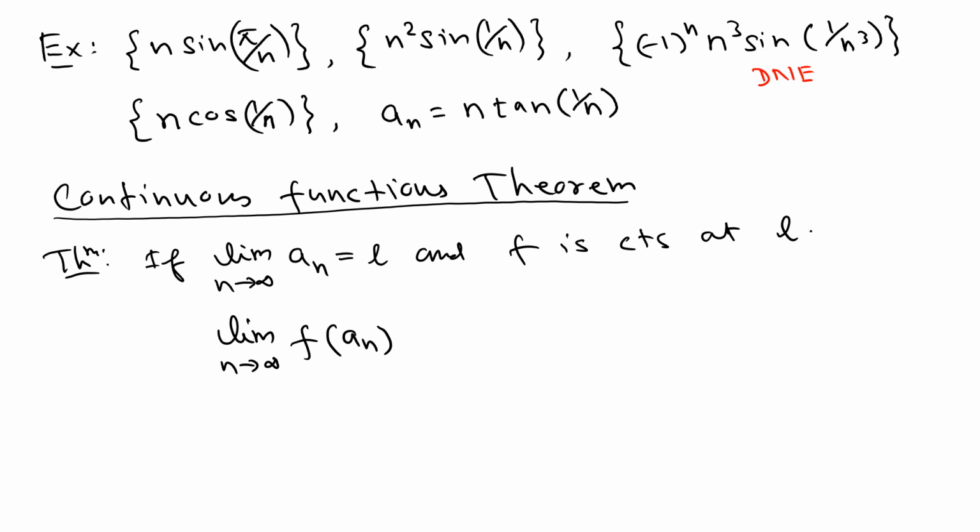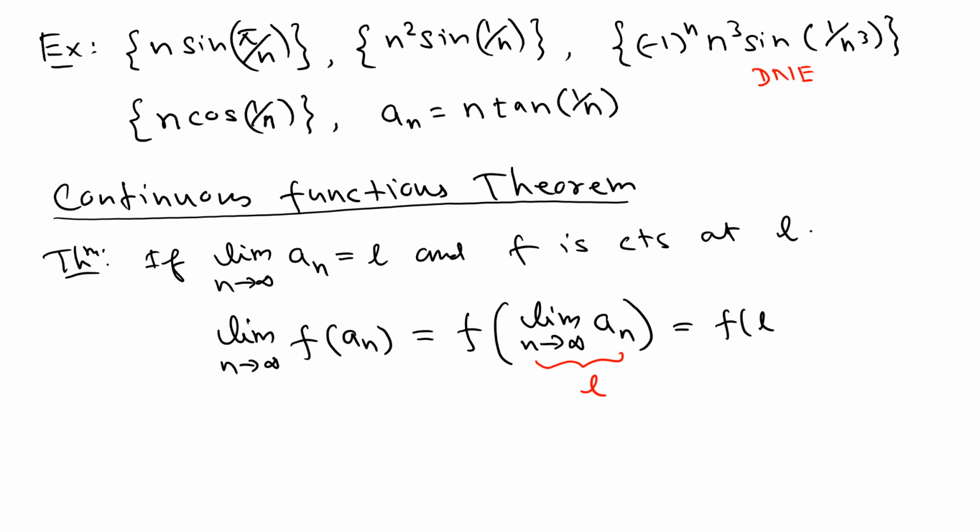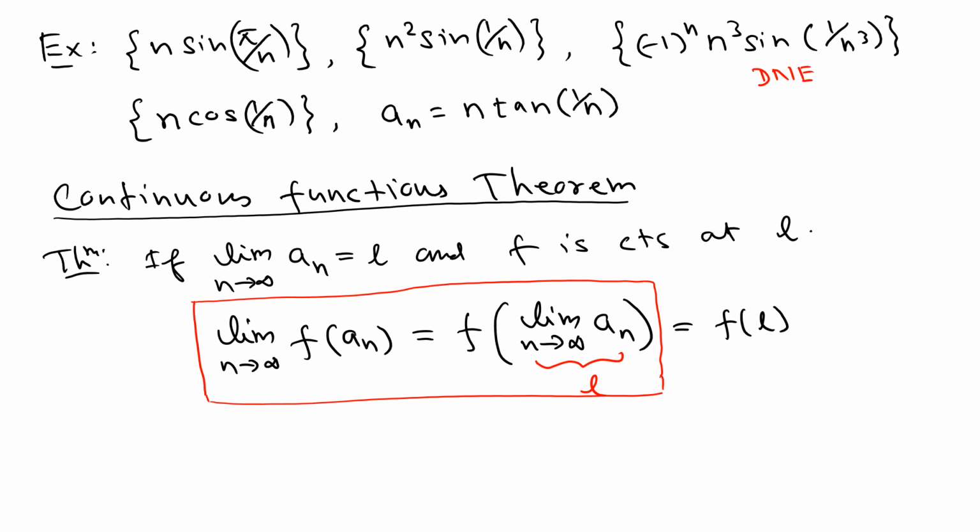The limit of the sequence generated by f of a_n: if you plug a_n values into a function f, it creates a bunch of numbers. That means it creates a sequence. If you try to find the limit of this sequence, what we can do is bring the limit inside a_n. We know the limit of a_n is L, so what you get is f of L. That's the result. What we remember is you can bring the limit inside.